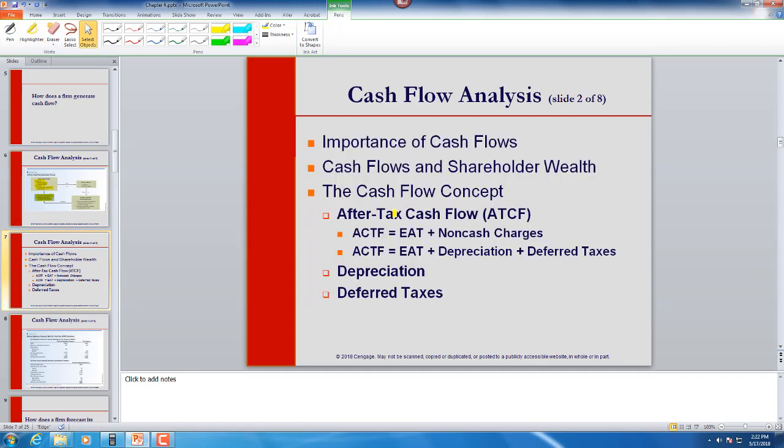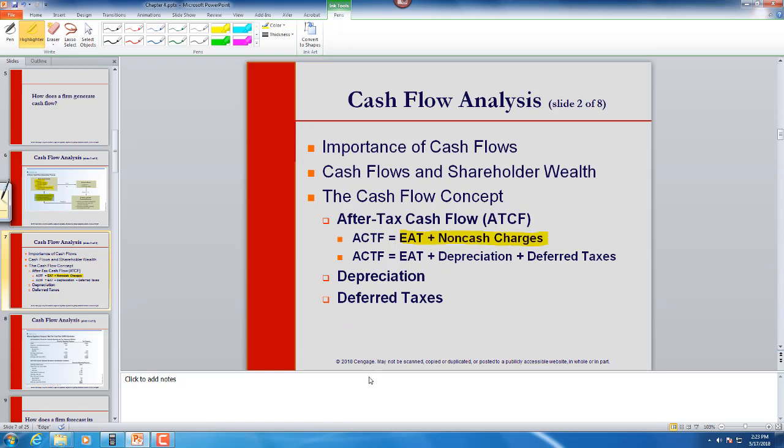The importance of cash flows cannot be underestimated. I mentioned this way back in chapter 1. In finance, it's not profits that count, but cash flows per se, and cash flows are very important. Cash flows and shareholder wealth. The cash flow concept, like the after-tax cash flow, is nothing but earnings after taxes. And to that, you need to add back the non-cash charges. Now, what are the non-cash charges? Essentially, these are the non-cash charges.